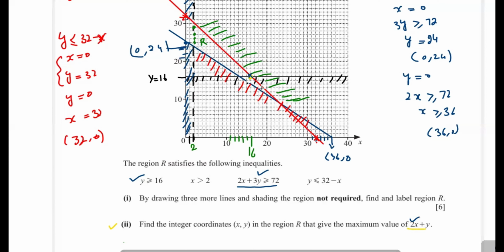And when you move below, the region is not there. This is the point where the value of 2x is maximum. And here the value of y, you see here, this is also 16. At this point, the value of y is also 16. Now we can write 2 multiplied by 16 plus 16, that is equal to 48. This is the maximum value here.